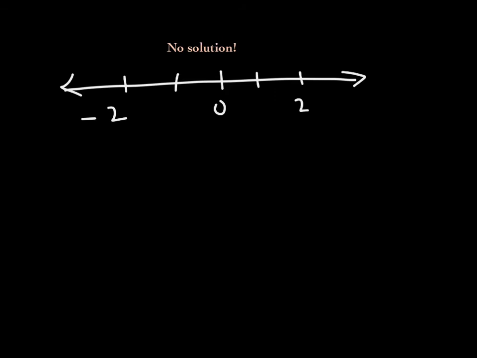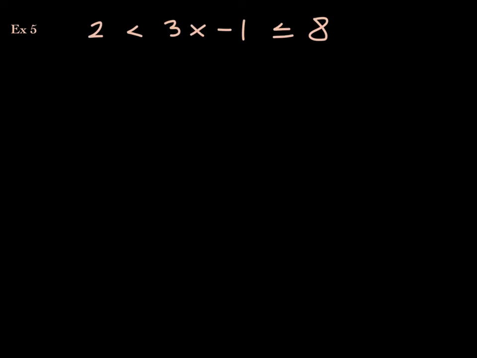In order to write no solution in interval notation, that's a symbol for no solution. Check out this example. Before we go to union, check out this example. This has two inequalities written in one. So it's like 3x minus 1 is greater than 2, and 3x minus 1 is less than or equal to 8. I'm reading right to left, so it's a little awkward.